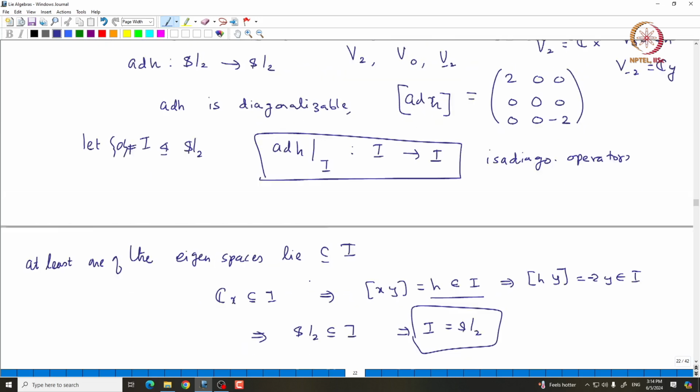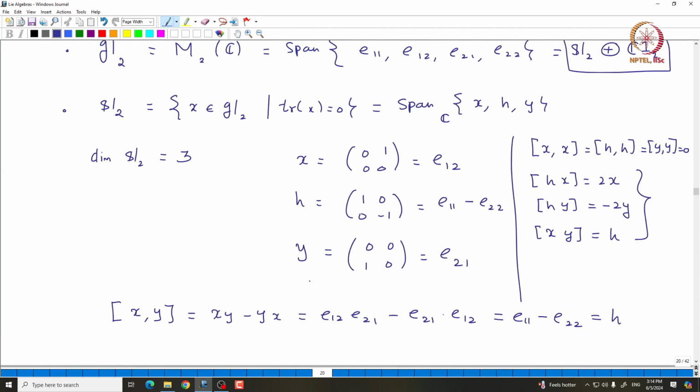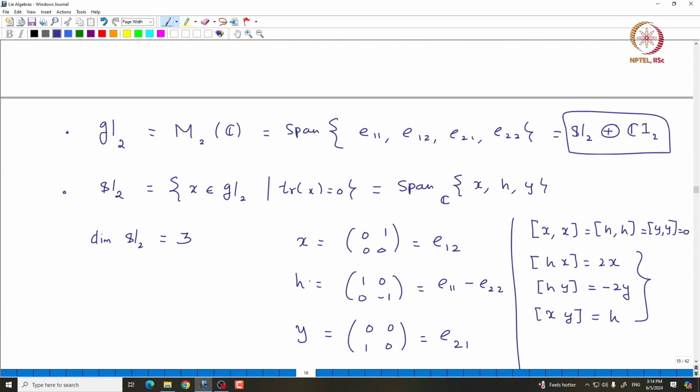Now, using this and using the decomposition GL2 equal to SL2 direct sum C times identity, we will actually determine the structure of GL2 as well. Okay. We will continue to study the structure of GLN in the next class. I will stop here. Thanks.